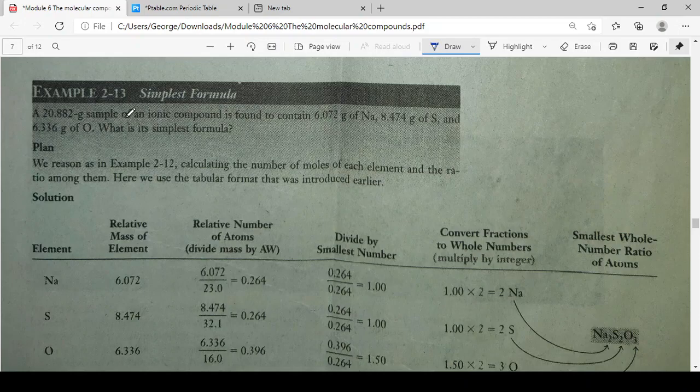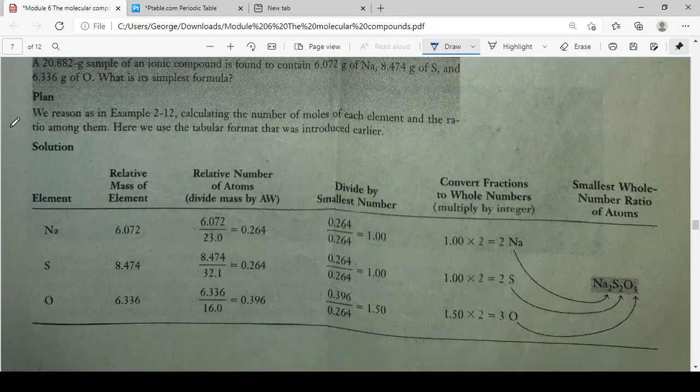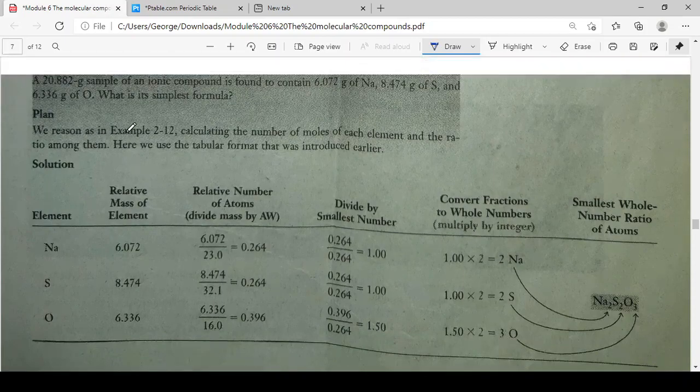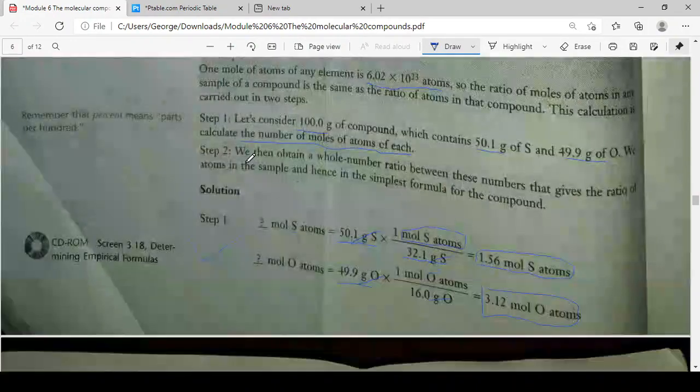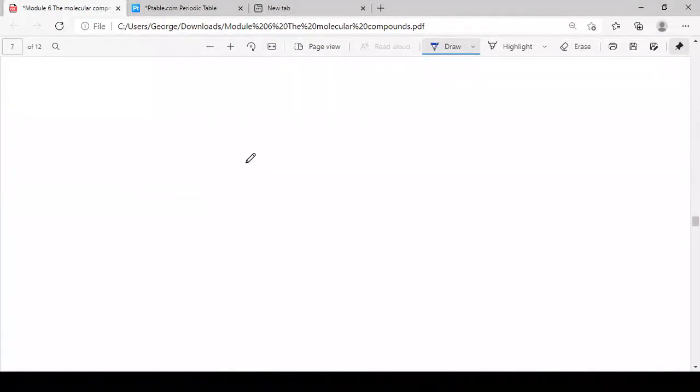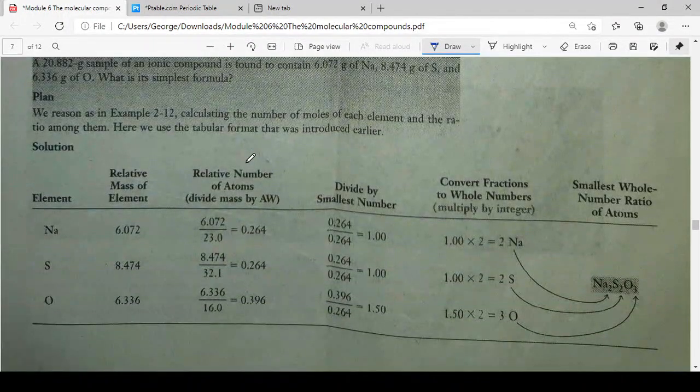A 20.882 gram sample of an ionic compound is found to contain 6.022 grams of sodium, 8.474 grams of sulfur, and 6.336 grams of oxygen. What is its simplest formula? Again, it is the same as our example 2.12. This is now 2.13, and it is still the same, but instead of two elements, let's make sure we have three.